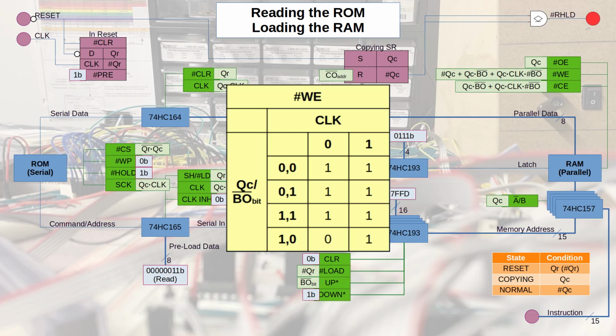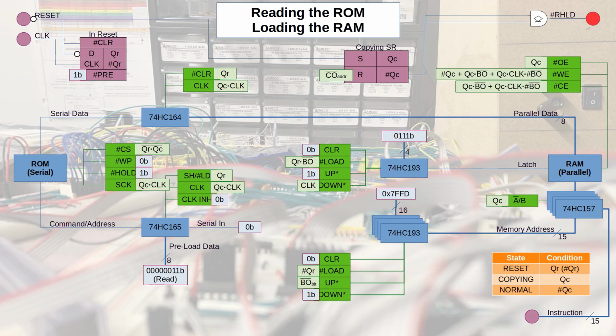Write enable is very similar, except I do not want to be able to write when I am not copying data. So as long as that QC is low, I want write enable to be high. Remember, write enable is an active low signal.